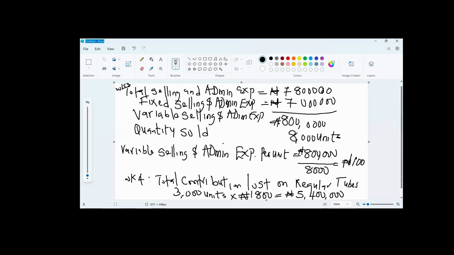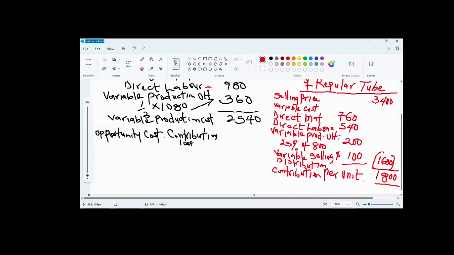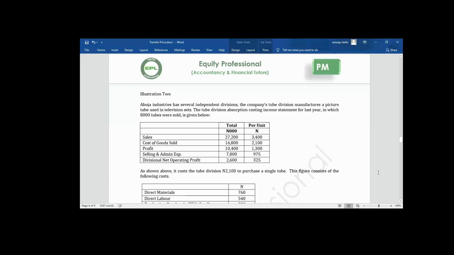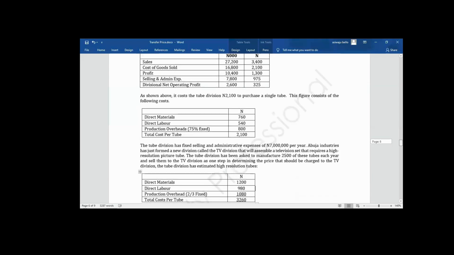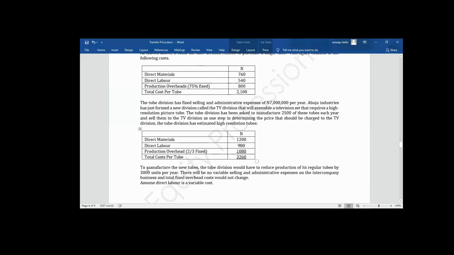Please, let me say something. This is contribution per unit of regular tubes. I will now look for contribution loss per unit of new high resolution tubes. Let me explain that briefly. Back to the question. Look at it, please. To manufacture the new tubes, the tube division will have to reduce production of regular tubes by 3,000 units. That one is set.